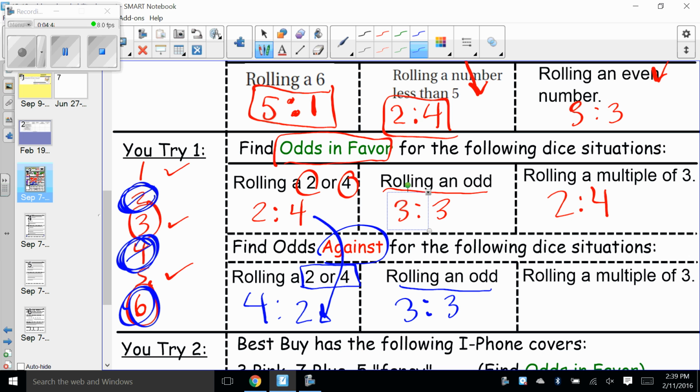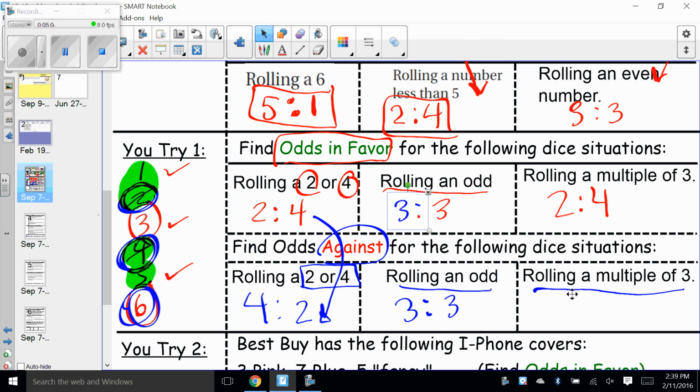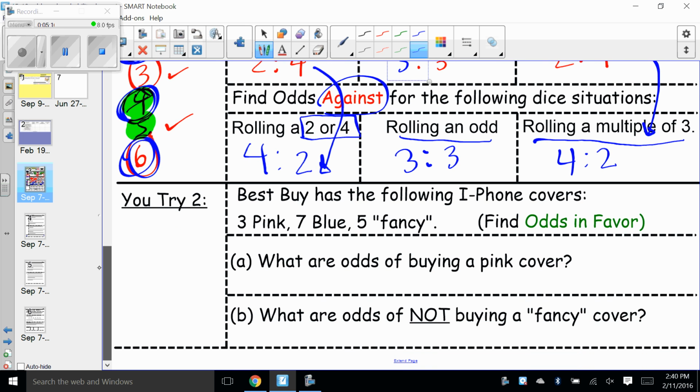3 things are. Rolling a multiple of 3. So we're going to talk about the things that are not multiples of 3. I'm going to go ahead and highlight because it's getting kind of confusing. Not multiples of 3. These guys, not a 3, not a multiple of 3, not a multiple of 3. So there are 4 things that are not multiples of 3 to 2 things that are. Basically, we're taking the odds in favor and flipping it to odds against.